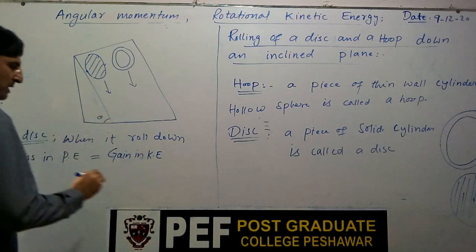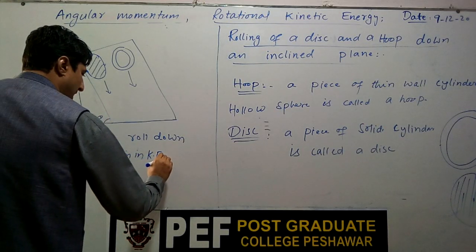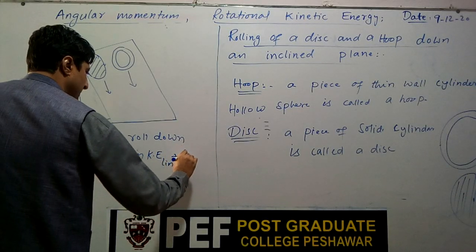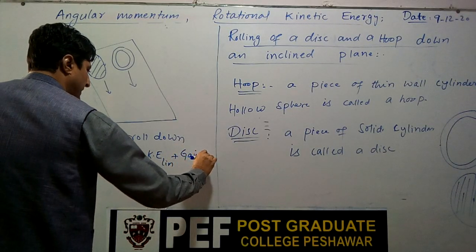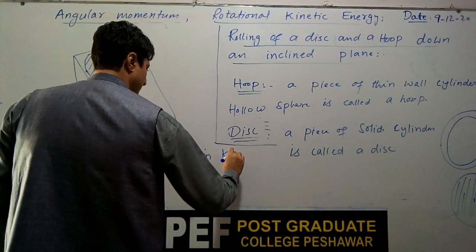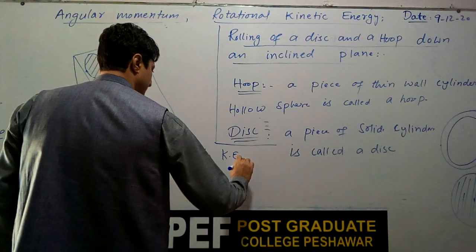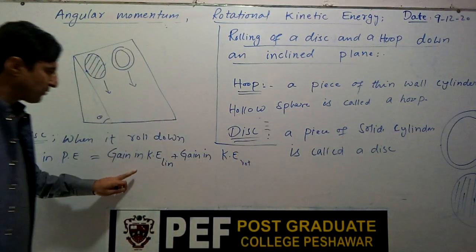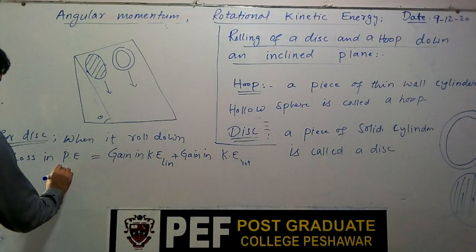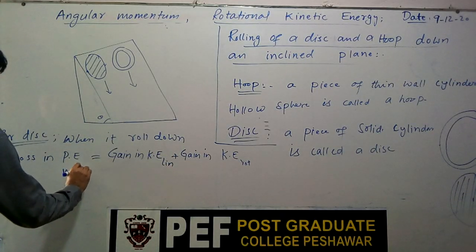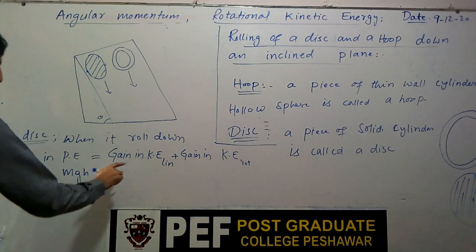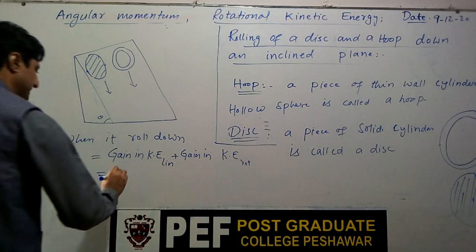Kinetic energy, which one? Translational or linear, plus gain in kinetic energy, rotational. So we have to write this equation for all of these. So we get mgh, which is the expression for potential energy, is equal to gain in kinetic energy linear.